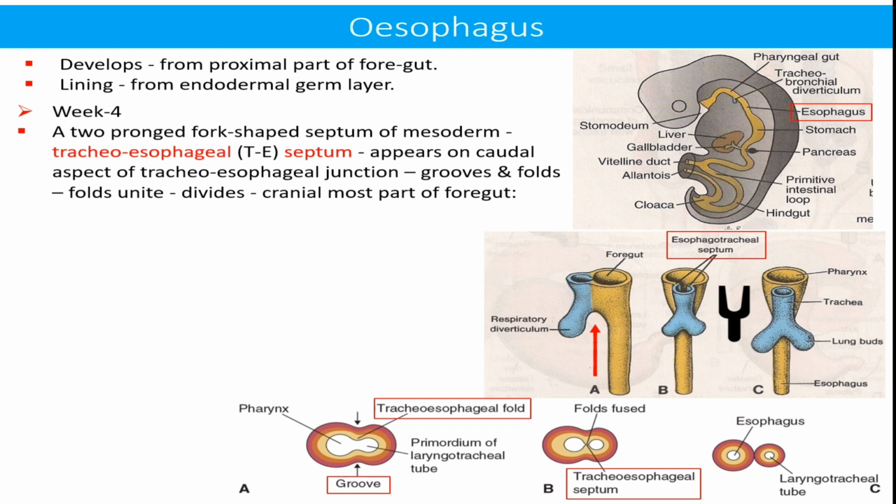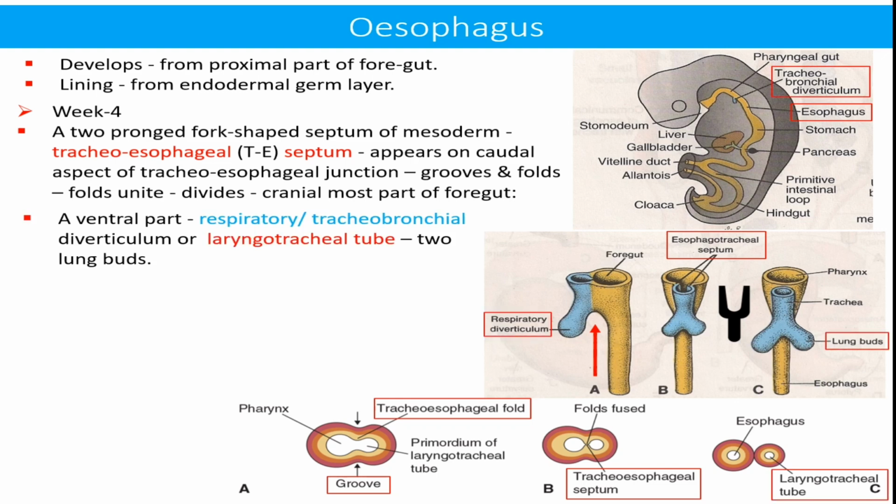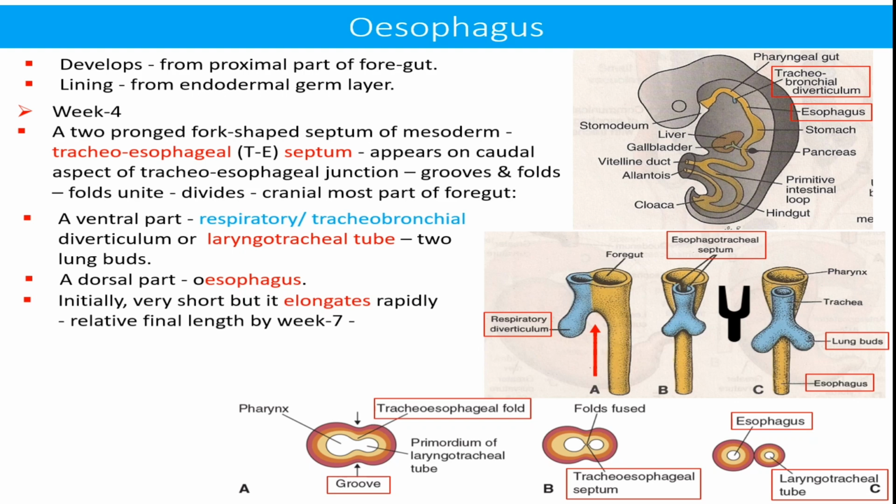The folds unite and divide the cranial-most part of the foregut into a ventral part, which is named the respiratory or tracheobronchial diverticulum, and later the laryngotracheal tube, which divides into two lung buds, and a dorsal part, the esophagus. Initially, the esophagus is very short, but it elongates rapidly and acquires its relative final length by week 7.